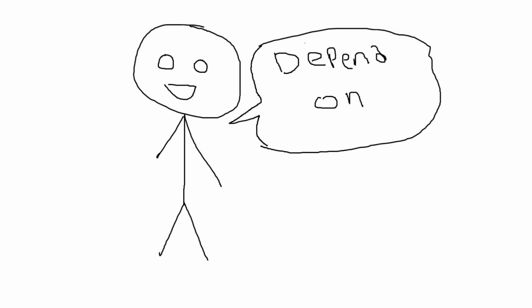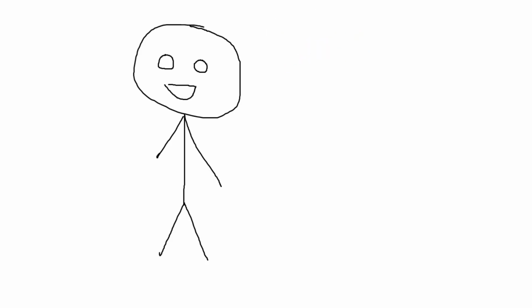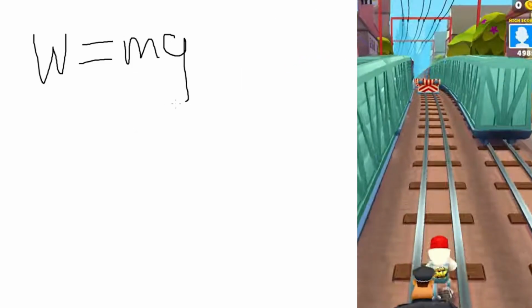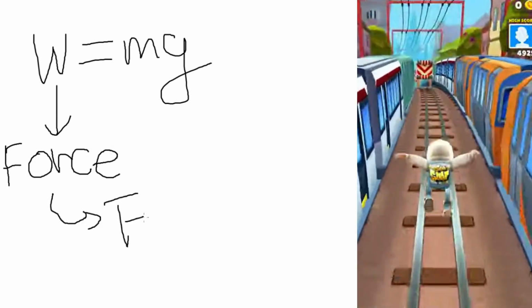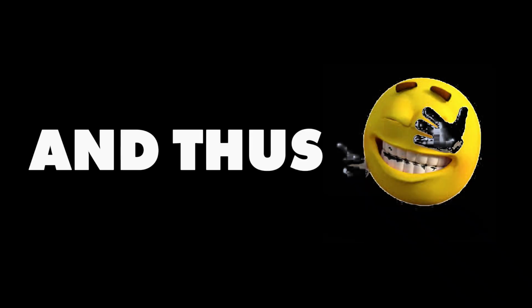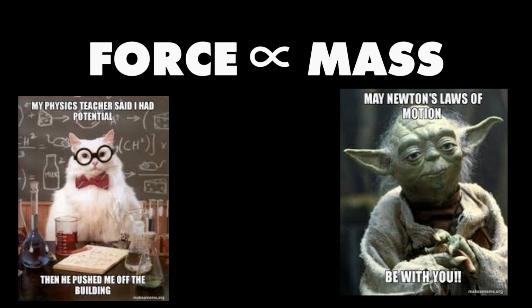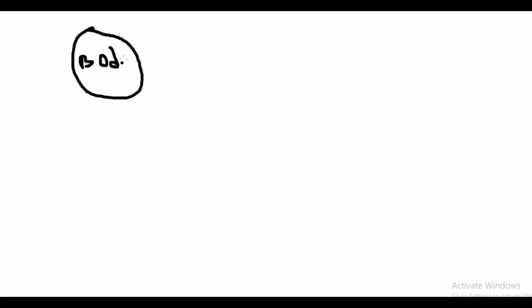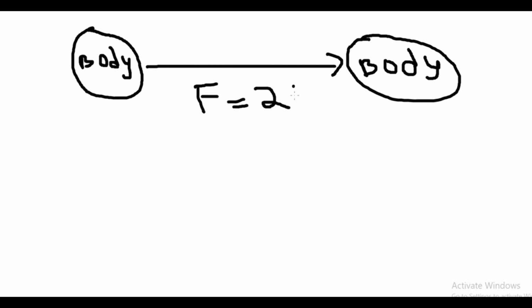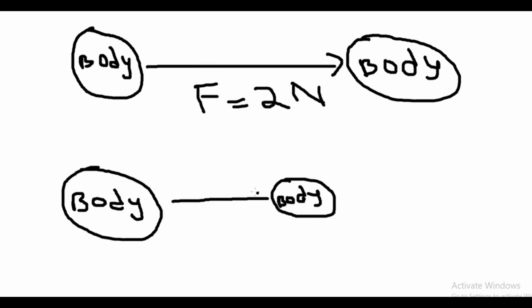Now what does this force of gravity depend on? Newton said that this depended on their masses and their distance. How and why? So we know that weight equals mg, and weight is a type of force, so we can also write that force equals mg, and thus force is directly proportional to mass. If a body is too far away, the force that body will experience is far less than a body which is closer, and that is just common sense.